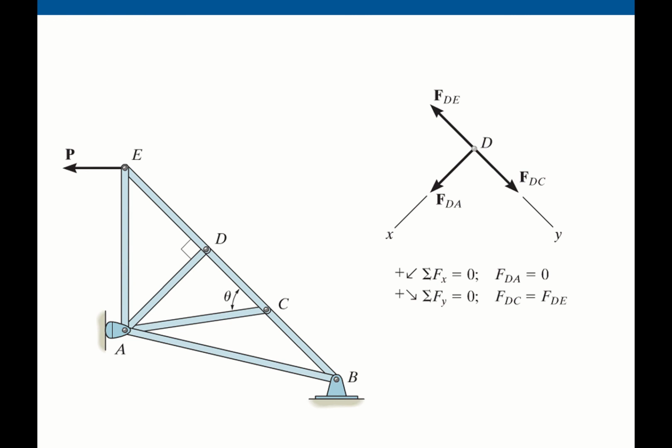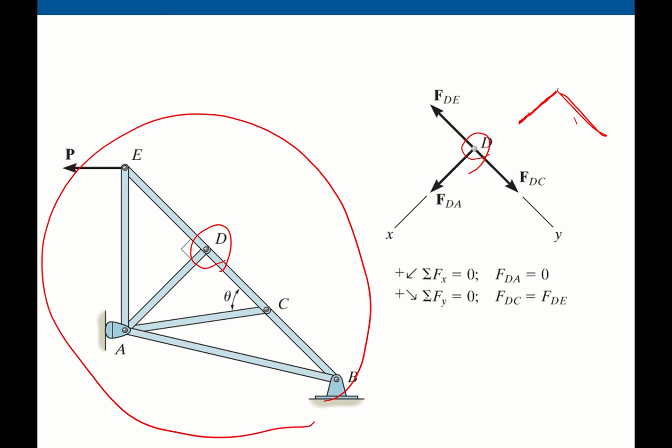Let me show you why these are zero force members. If you look at point D, this is the free body diagram about point D. You can draw the orientation. In this case, the textbook uses this direction as the x-axis and the perpendicular direction as the y-axis. You may realize that this entire truss is in equilibrium, then every single joint is in equilibrium.